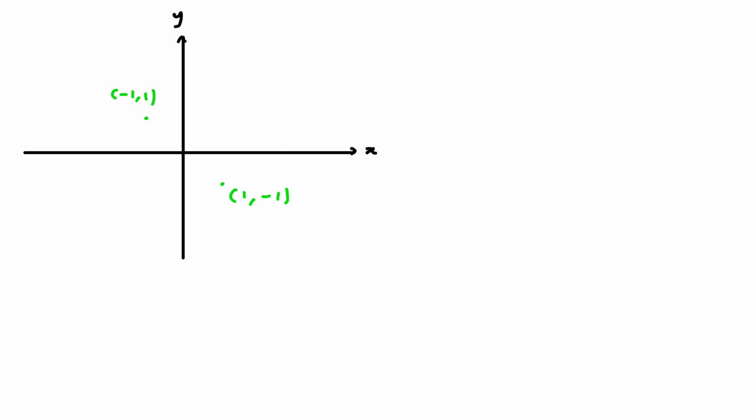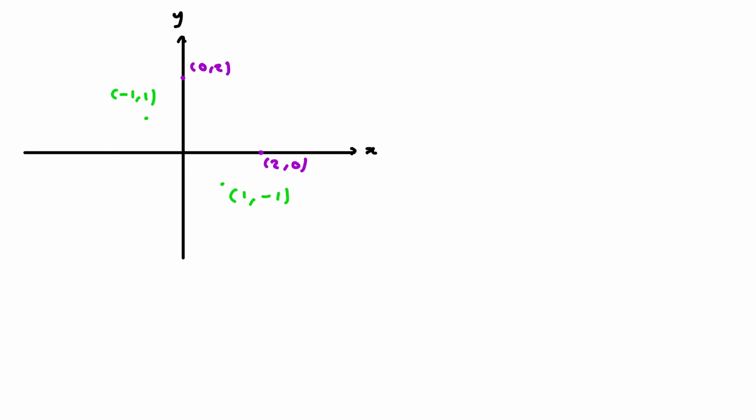So what happens if I take some other coordinates? What about if I was to take, let's say, 0, 2. So 0, 2 would be up here. And if I flip this, it's 2, 0. Well, that's down here. So if I keep doing this, what I'm actually going to discover is the following.